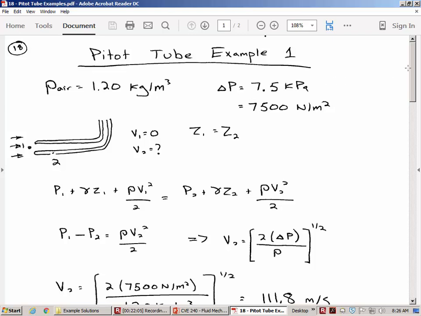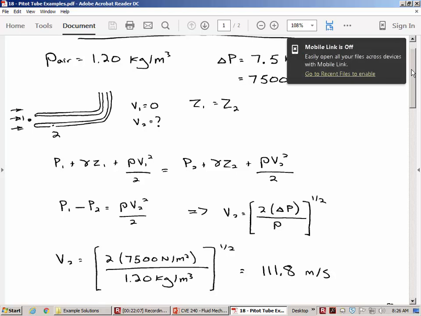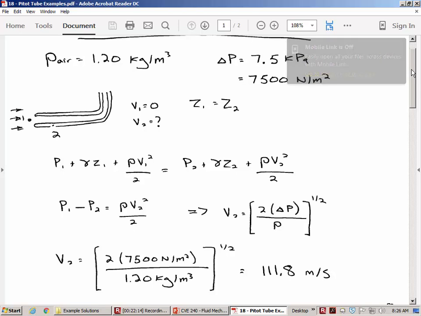Okay, so I started with a very crude drawing of the system just to remind me where is location 1 and where is location 2. The important thing to remember is that location 2, that opening, isn't intercepted by a streamline. The streamline goes past it without being stopped.